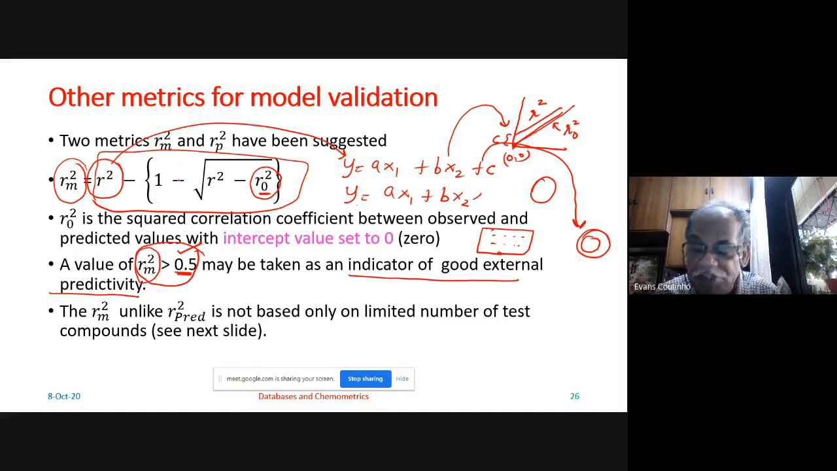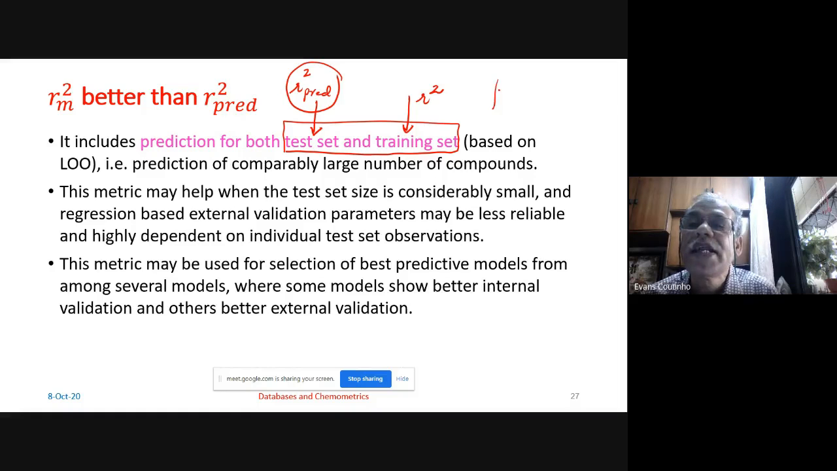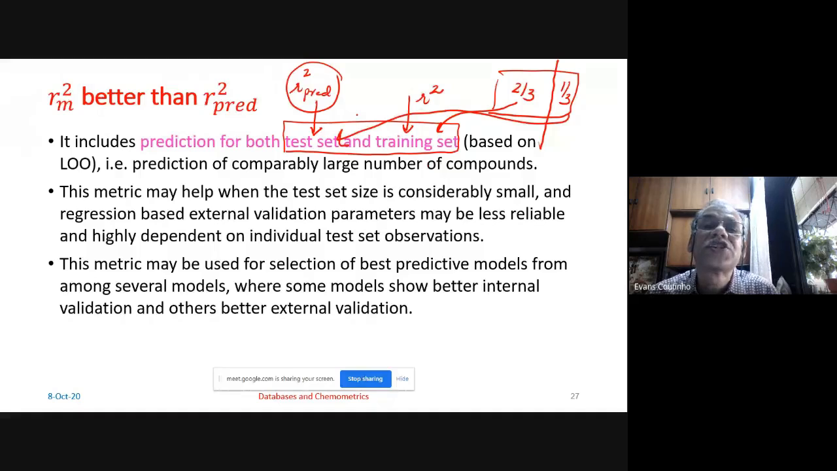Now, why is R square M important? Because R square M is actually developed on both the test set and the training set. The test set is often used to get R square pred. Often, when you have a database and you do model development, you bifurcate the database: 2/3 for training, and you keep 1/3 of the molecules for testing. And this R square pred is basically developed only on this 1/3 of molecules.